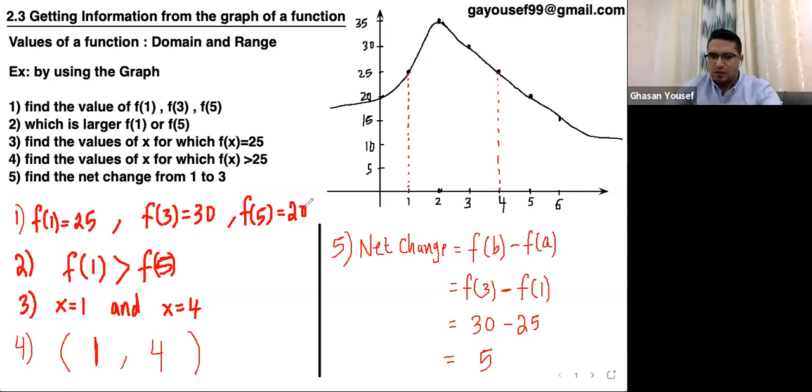Okay. So my b here is 3. This is the value for b. This is b. And this is a. Just to plug it here: f of 3 minus f of 1. Now, f of 3 is given from the first part of the question. Here, look. We find it is 30. And f of 1 is 25. So 30 minus 25 is 5. This is the net change.